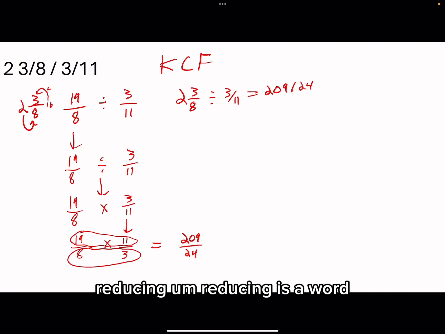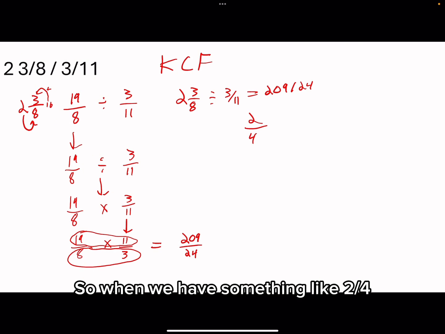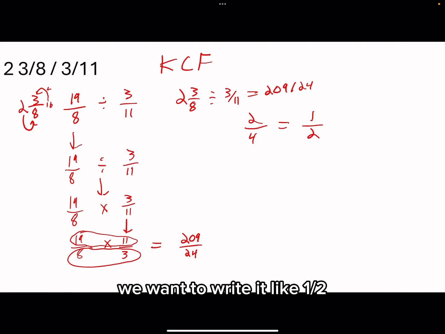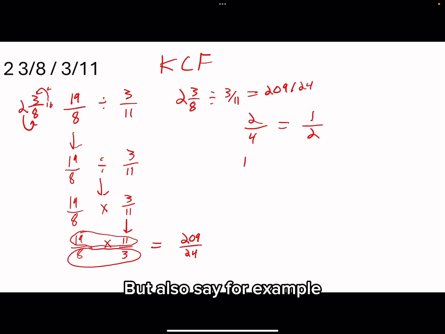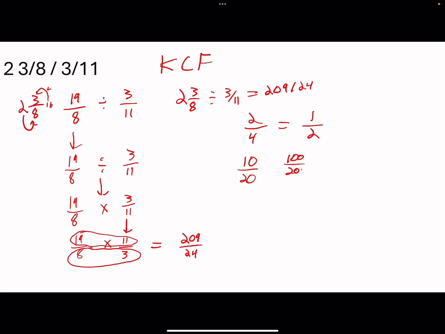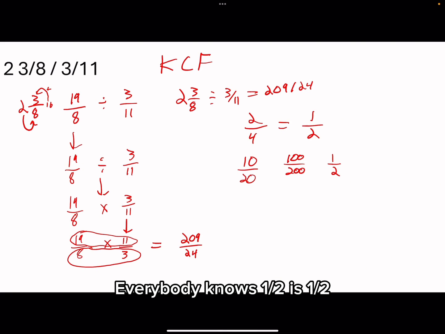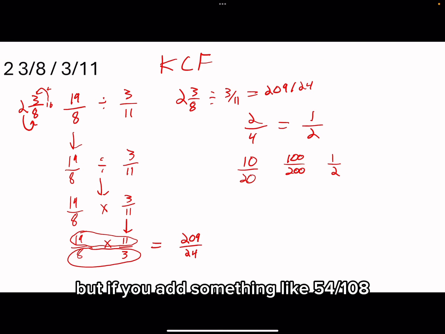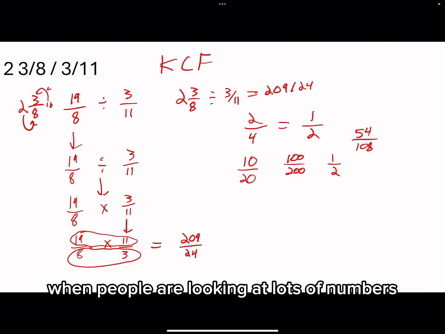So reducing. Reducing is a word that means we're changing a fraction down to smaller numbers. So when we have something like 2 over 4, we want to write it like 1 over 2. And the reason we do that, it just looks nicer. But also, say, for example, if we had something like 10 over 20 or 100 over 200, that's just not as easy to draw a conclusion from as 1 over 2. Everybody knows 1 over 2 is 1/2. But if you had something like 54 over 108, it might take you longer. And when people are looking at lots of numbers, it does add up.